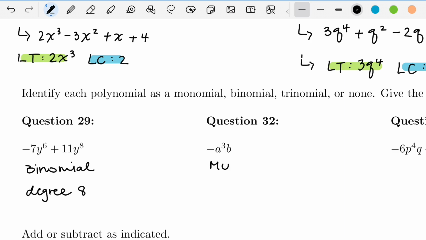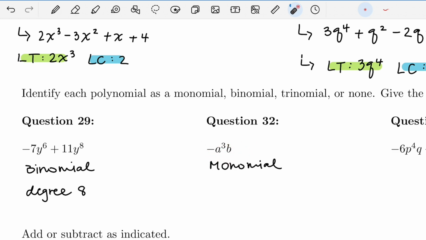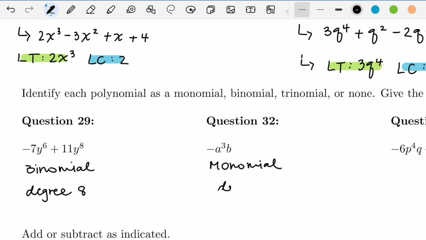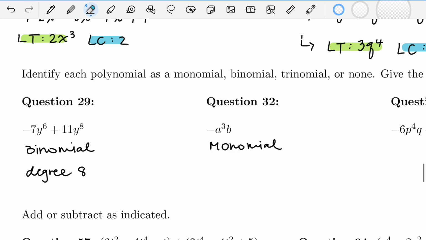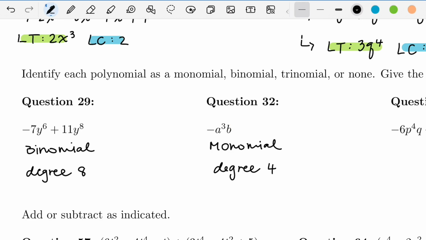Alright, so moving on to 32 here. This one is clearly going to be a monomial. There's just 1 term here. Now, I guess I wouldn't call it a leading term since there's only 1 term here. But we want to figure out the degree of this, and it's going to be the exponential powers of both of these combined, since this is just 1 term. So we have a to the 4 and then b to the first power. So the degree is going to be the combination of those, this 4 plus this 1 power. So this will be 5. This is a monomial with degree 5.